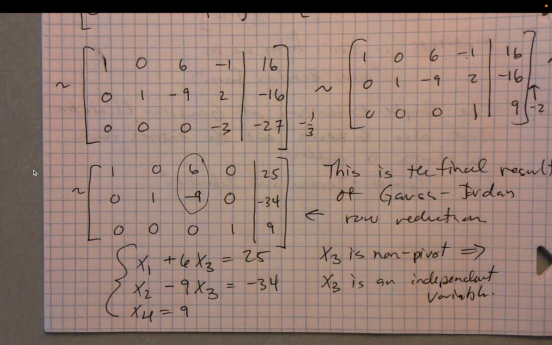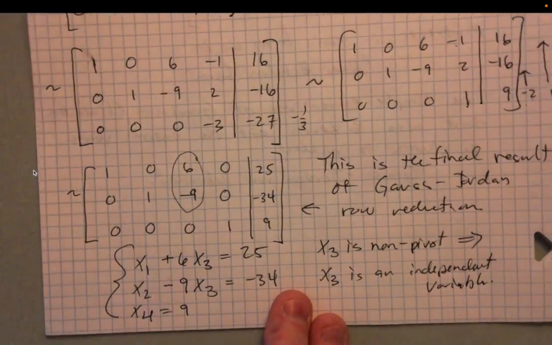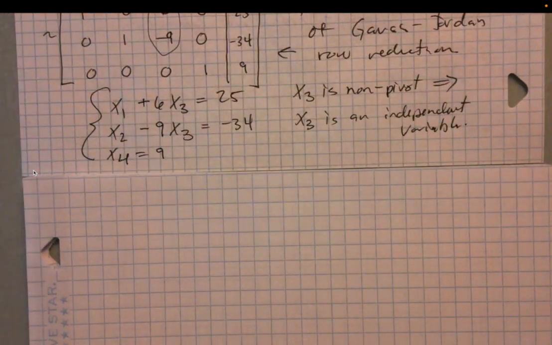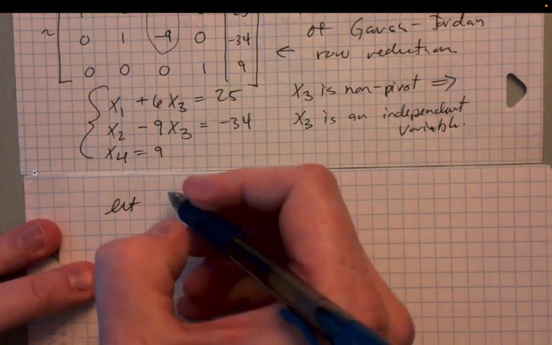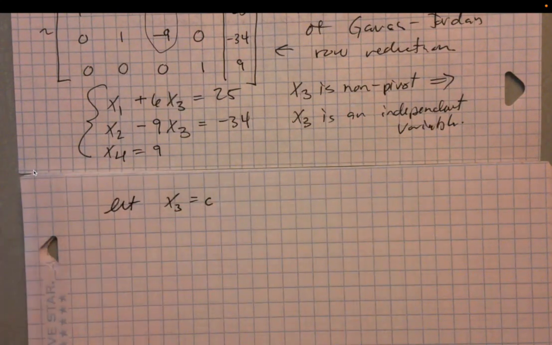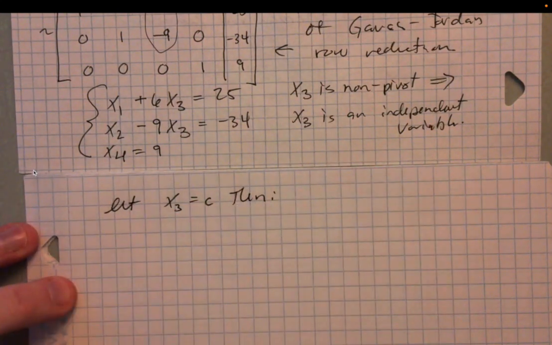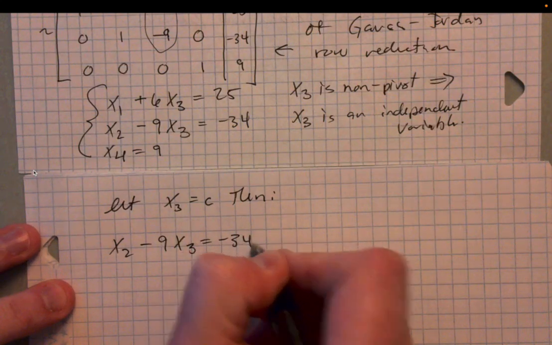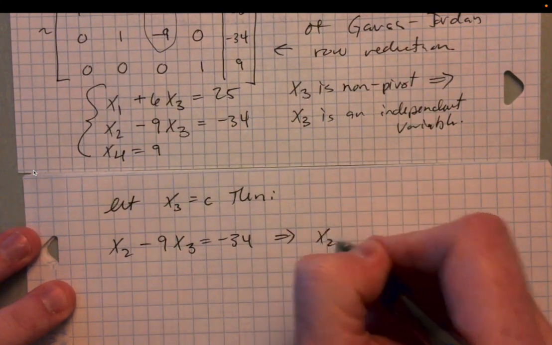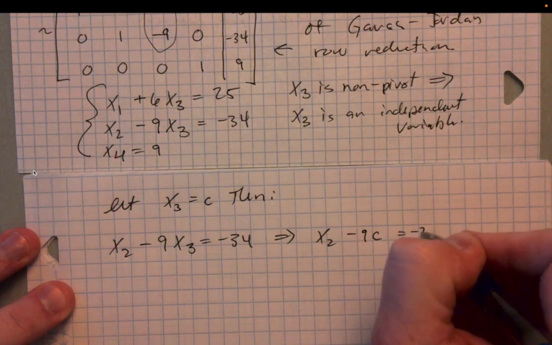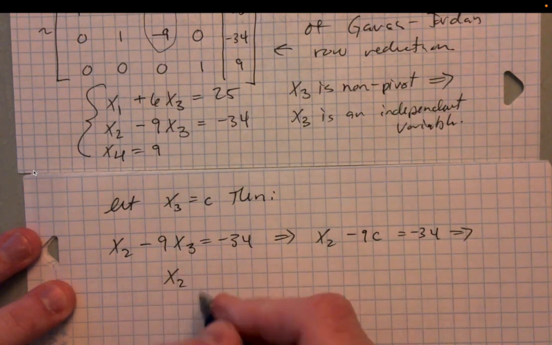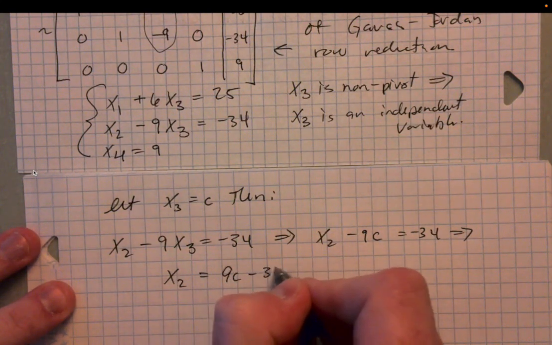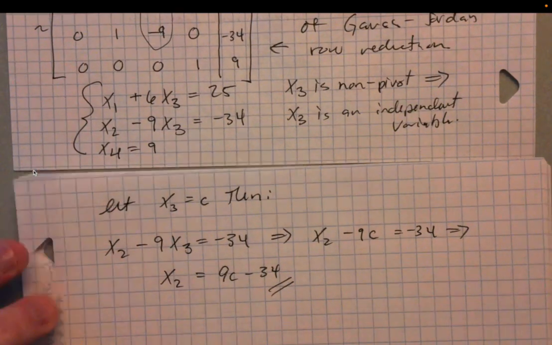Okay. And so we can identify the solution to the system here by simply letting x3 equal some real number c. Then x2 minus 9x3 equals negative 34. Plugging in c, we get x2 minus 9c equals negative 34, and that implies that x2 is equal to 9c minus 34, just doing that little bit of algebra. So you've got that part.